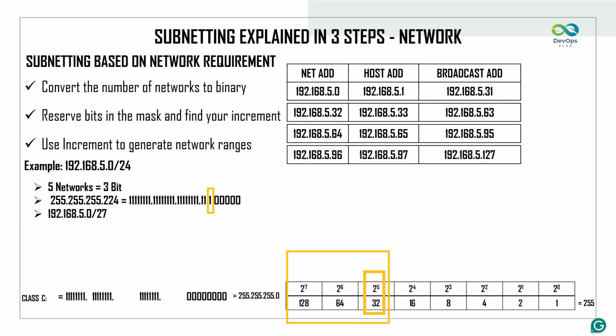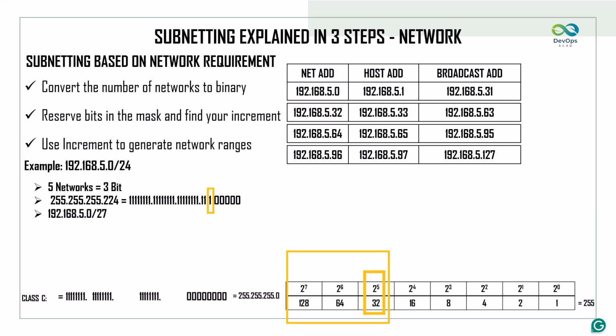So the first one can now be assigned to account A, the second one can be assigned to account B, the third one can be assigned to account C, and then if we have other accounts come up tomorrow, all we need to do is to assign that to the other account when we have them come up later on. Now, this is basically subnetting based on the network requirement.